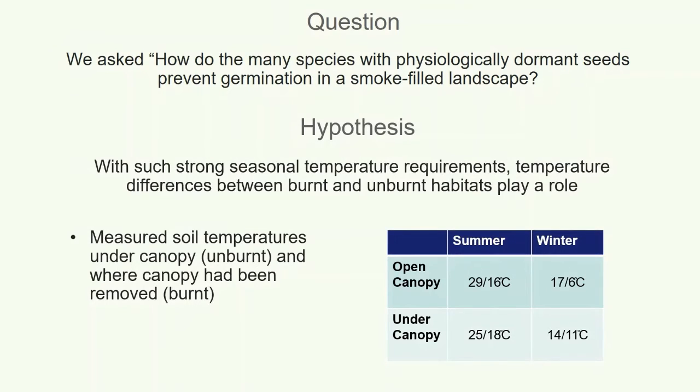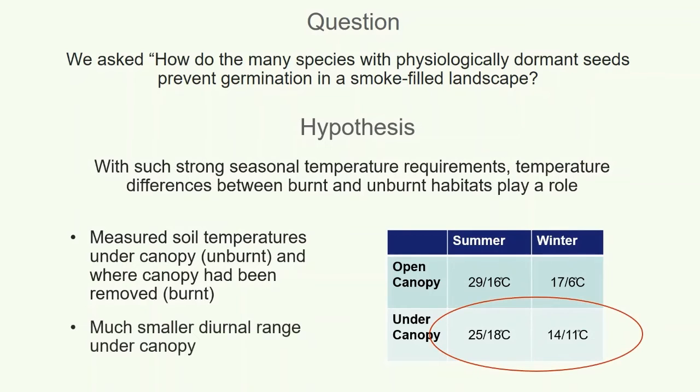And we could see that, yes, there's quite a difference. If you've got a nice intact canopy that hasn't been burnt, in typical summer conditions, you're getting around 25 in the day and 18 at night. And in winter conditions, you're getting around 14 degrees in the day and 11 at night. And these are much narrower diurnal ranges than you can see in the corresponding open areas that have been burnt, and so no canopy providing shade.